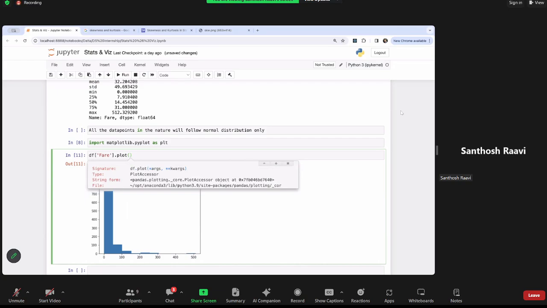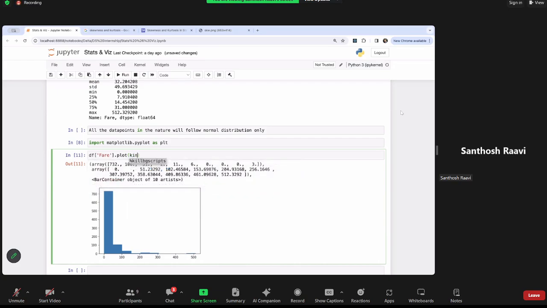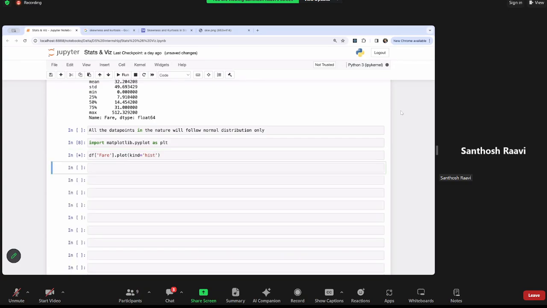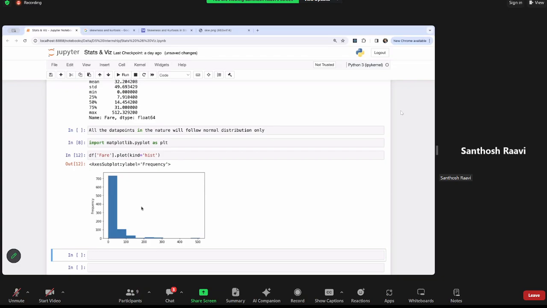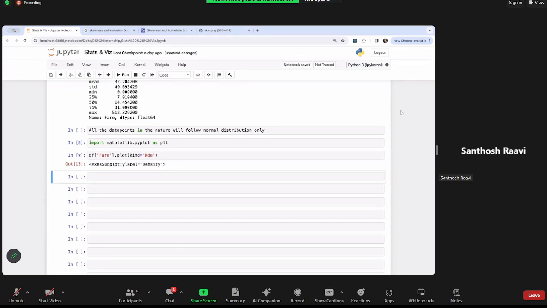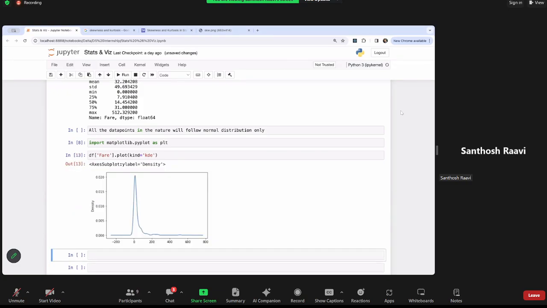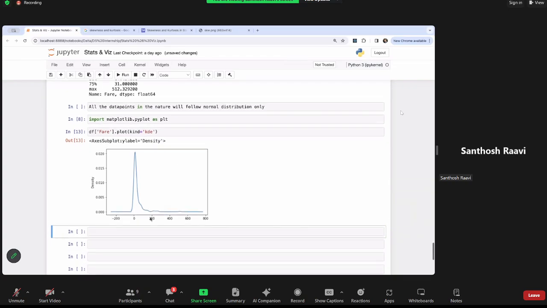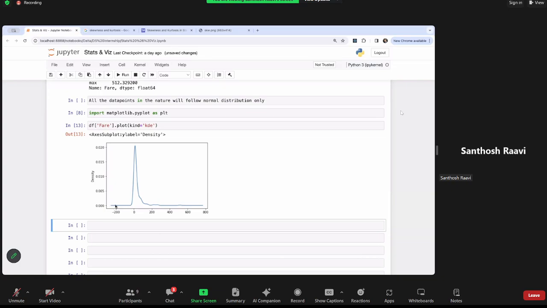In that plot, what kind? Histogram? Yes, this is the histogram, or else PDE. See the density plot. Okay, so this is the density plot.